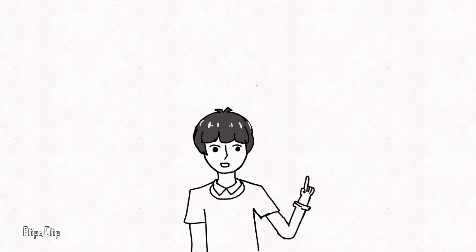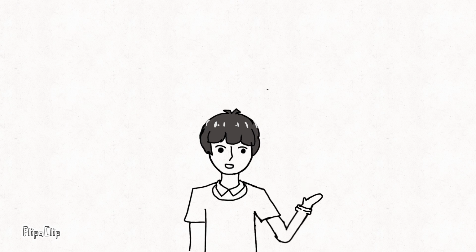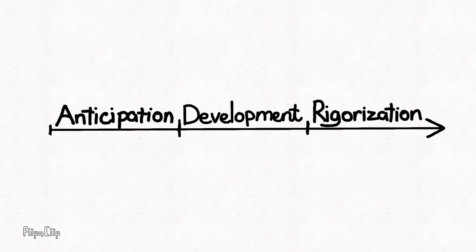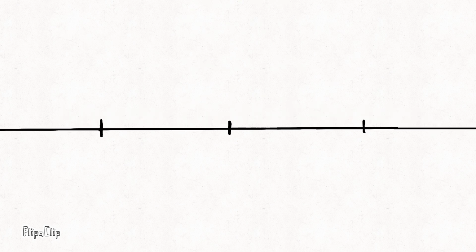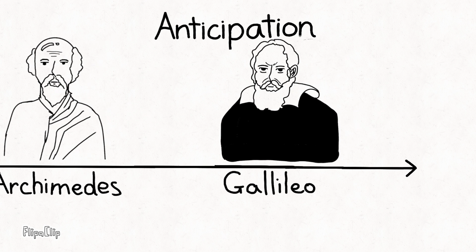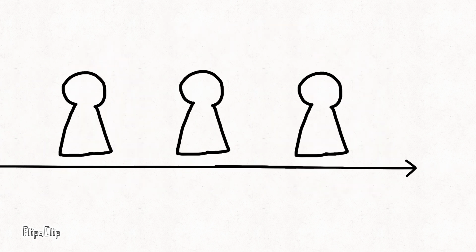Calculus does not merely consist of dry functions or formulas, but it also has an intriguing history of development, associated with many well-known figures in mathematics. The history of calculus can be divided into three main phases: anticipation, development, and rigorization. The anticipation era started in ancient times and developed through centuries with the contribution of many mathematicians like Archimedes, Galileo, Descartes, Fermat, and so on.